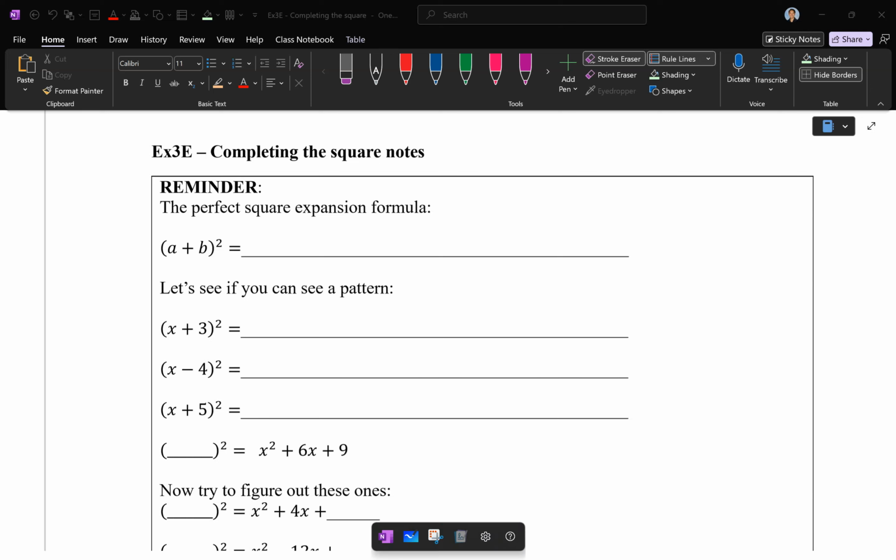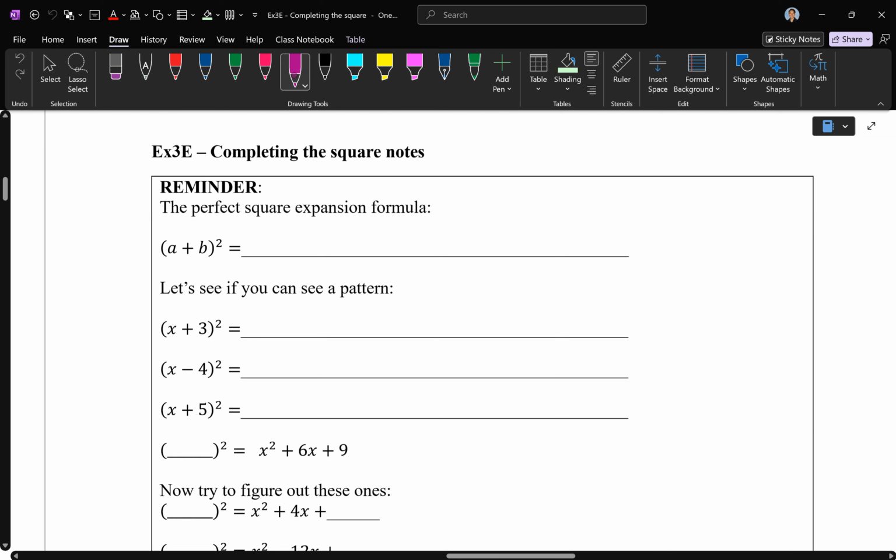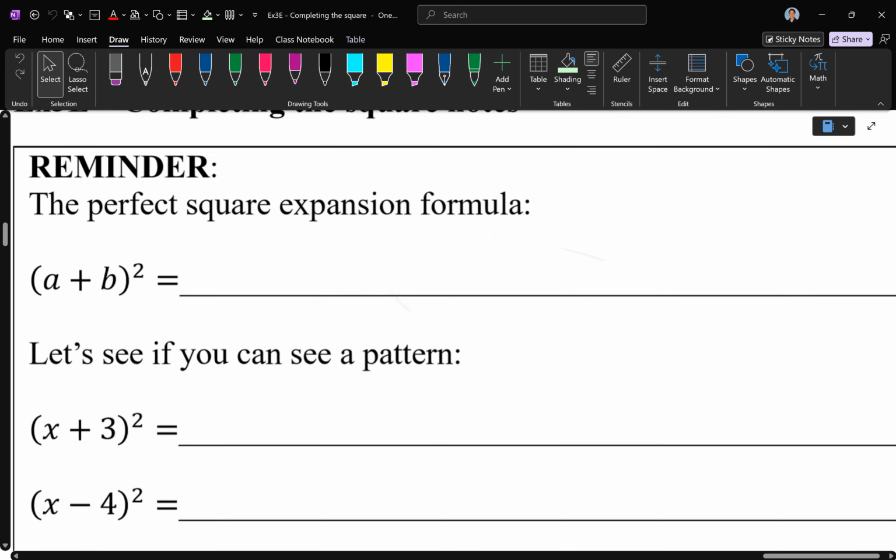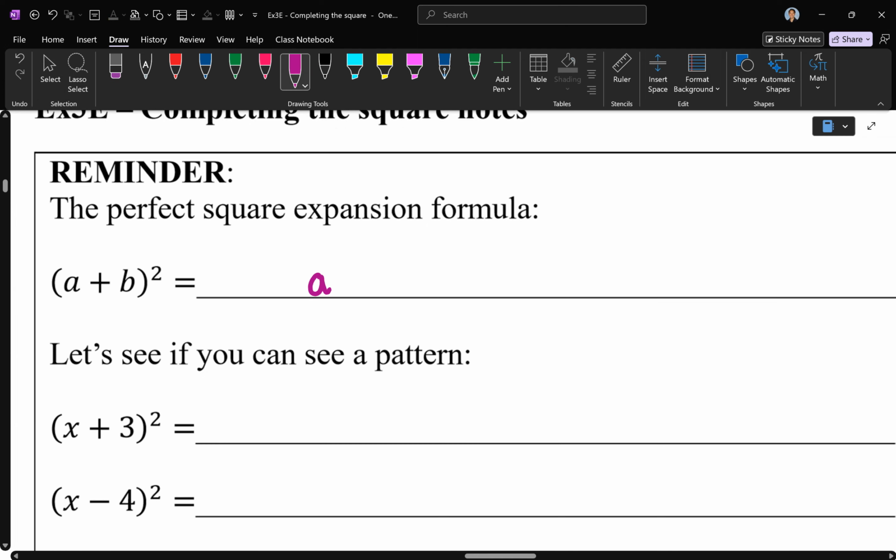So, completing the square, you'll need to understand this formula because essentially it's really just going backwards from a perfect square. Hence why it's called completing the square. Let's remind ourselves, what is the formula when you're expanding (a + b) squared again? Let's go with Sion. What's the formula? A squared plus 2ab plus b squared.